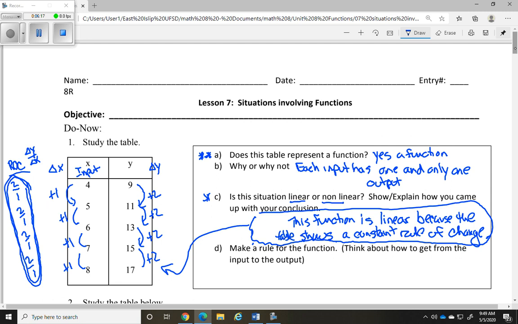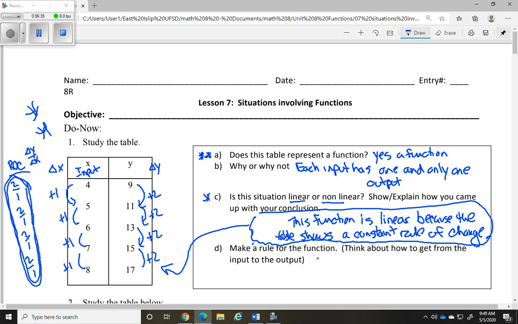So when you're taking a test or a quiz, you have to show all the rates of change, and then you have to make a statement. Mandatory. Go back to this video and listen to what I just said multiple times so that you know how to state if something's a function or not, and you know how to state if it's linear or not.